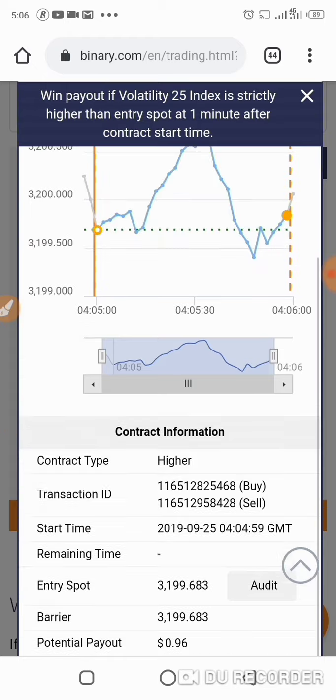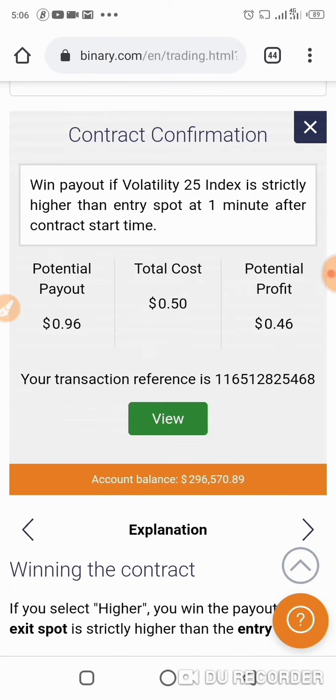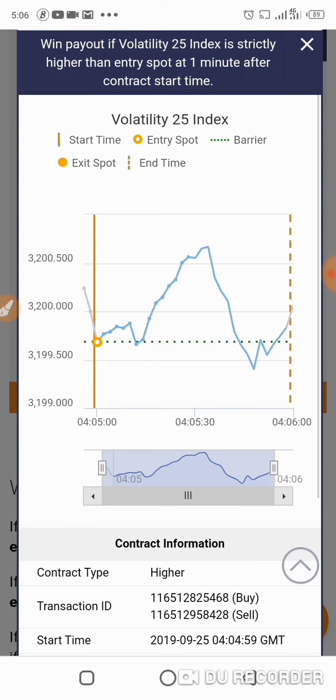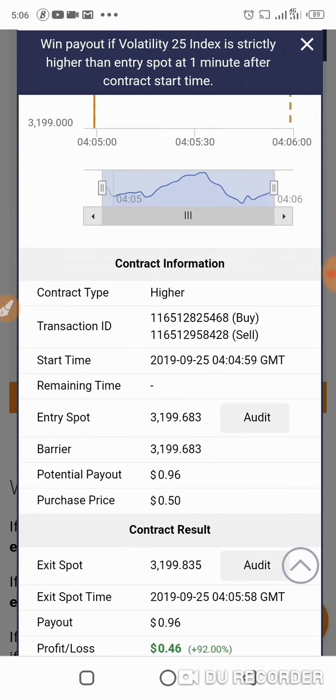You can see this one was a win. You can see it was a win. You can see it was a win. So you need to check it clearly. That's why the system is best, because you'll be able to look at the two on both sides in order for you to know if it was a loss or it was a win.